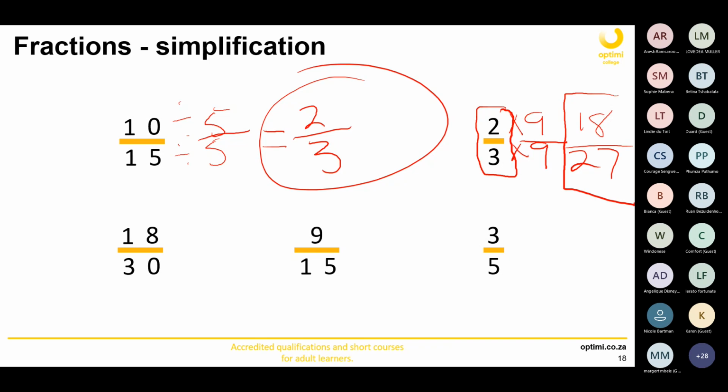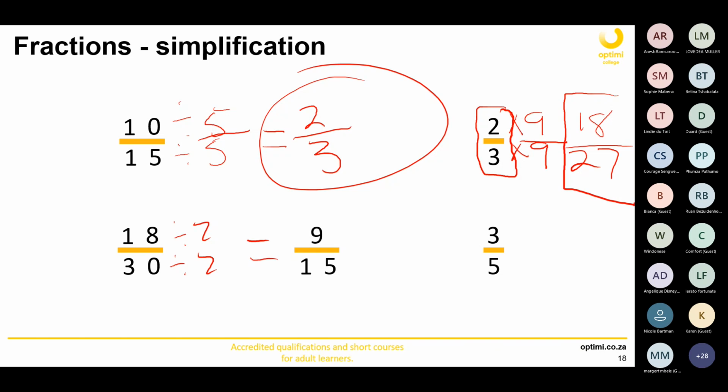Okay. So can I divide 18 and 30? Can I divide both those numbers by 2? Yes or no? Can 18 be divided by 2? Yes. Can 30 be divided by 2? Yes, great. So I can say divided by 2, divided by 2. That gives me 18 divided by 2 is 9, 30 divided by 2 is 15. Okay, now I go again.